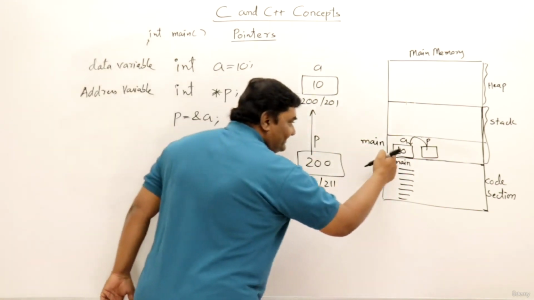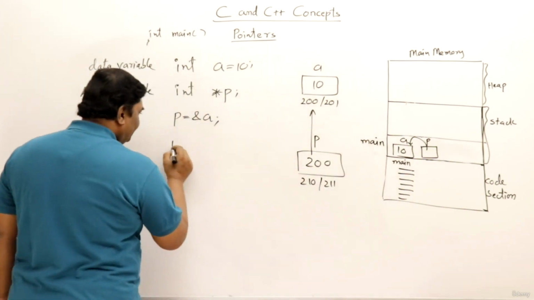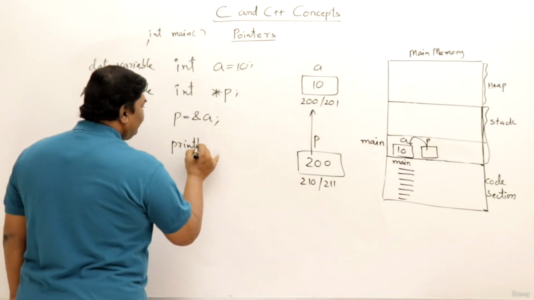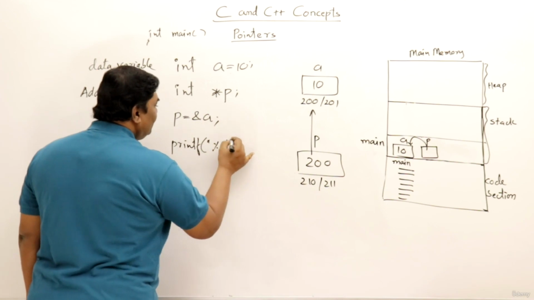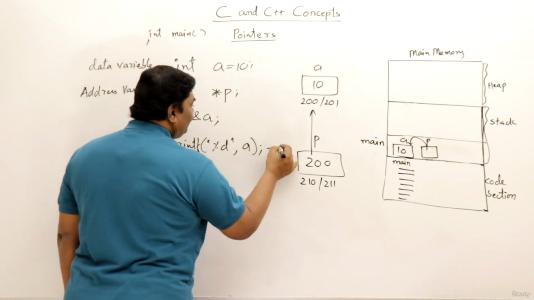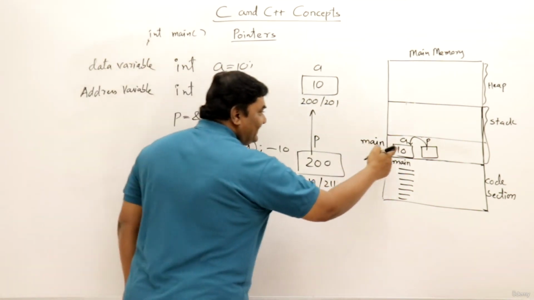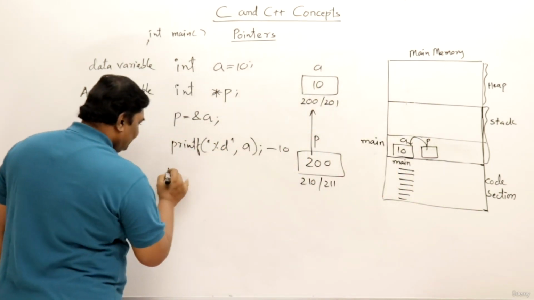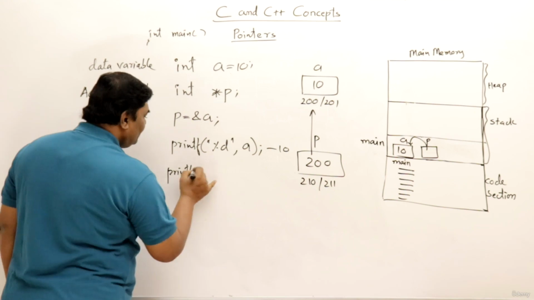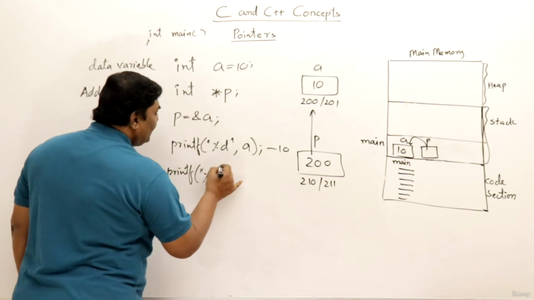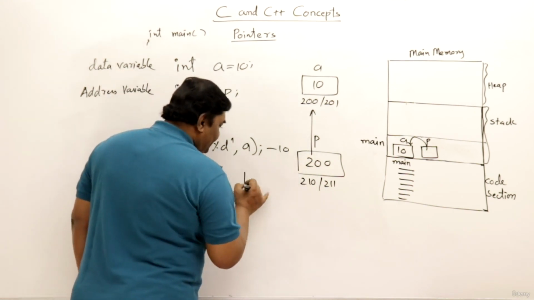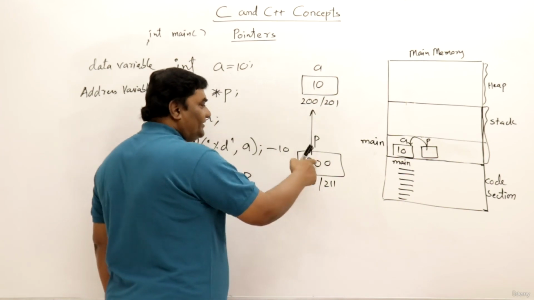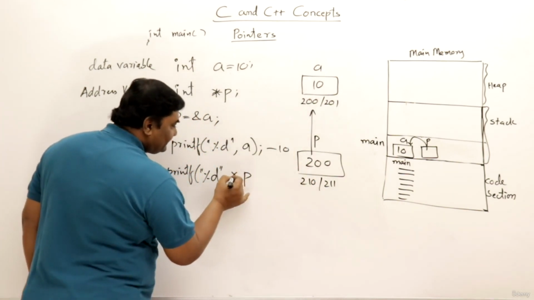Now I want to access this 10. So I want to print. I can say printf percentile d a. This will print the value 10. Now I want to access the same thing by using the pointer. So from the pointer I want to access it. Again I will say printf percentile d, and if I say p, it will give 200. But no, I want this data. So say star p.